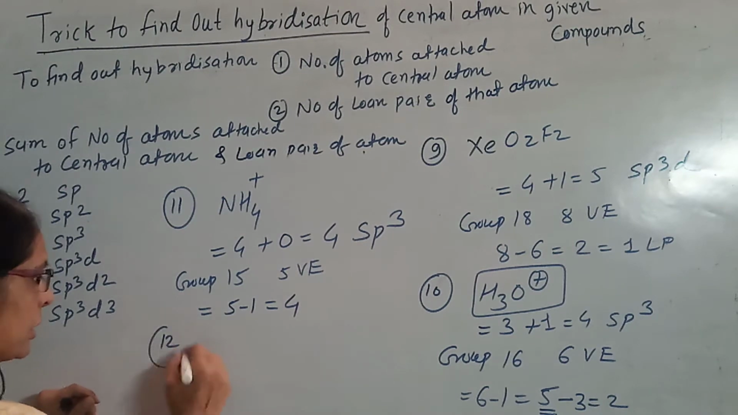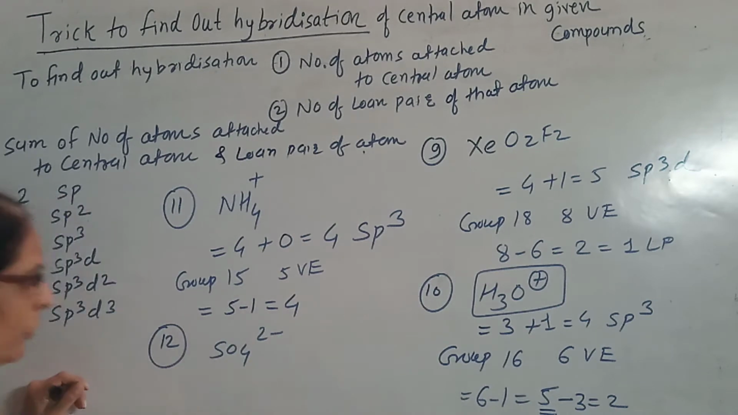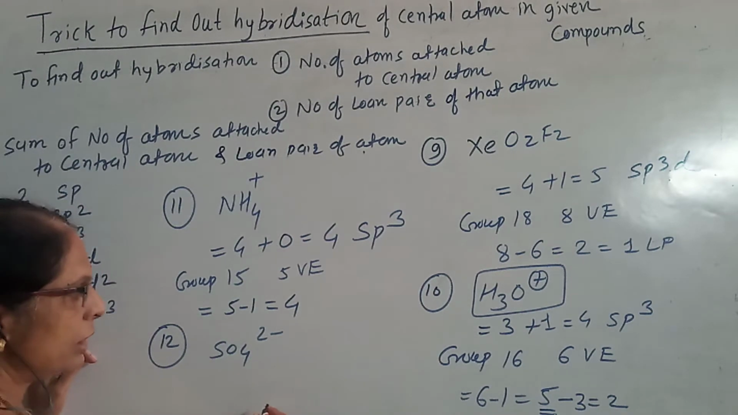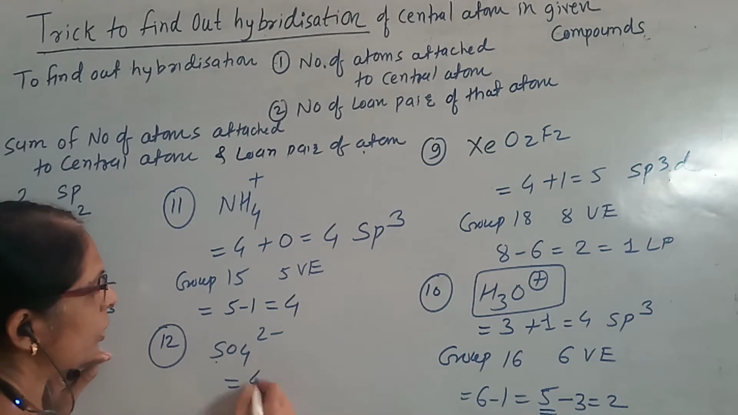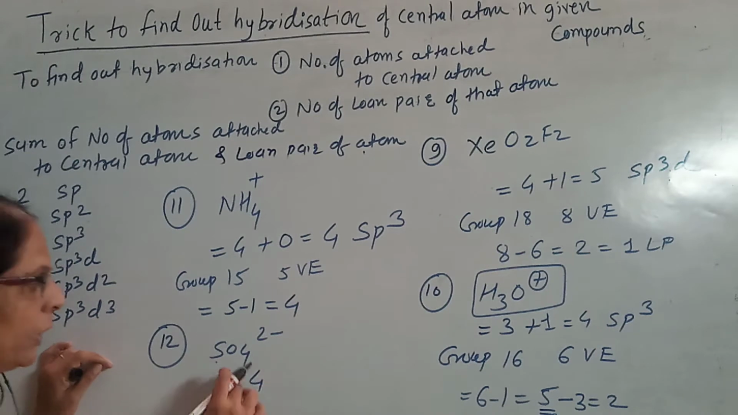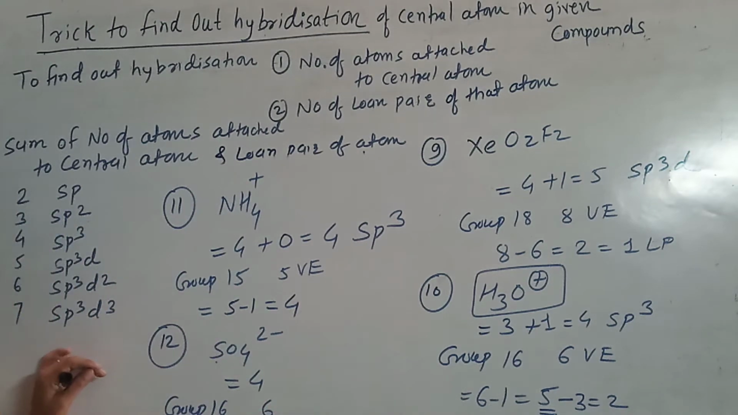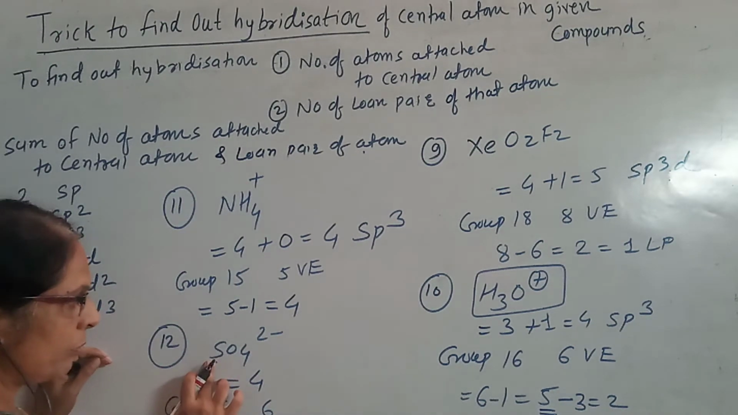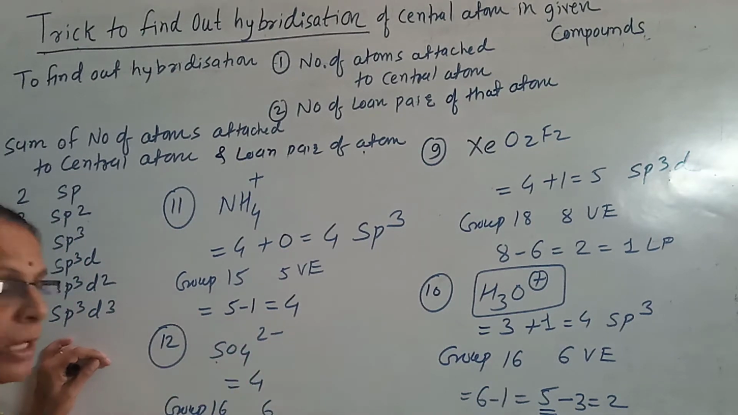Now consider the next example, SO4 2-, the sulfate ion. Let's consider the example of sulfate ion. Now sulfur is bonded with 4 oxygens. Sulfur is a group 16 element, so the valence electrons available are 6. But here it is minus 2. As it is a minus 2, it will accept electrons.